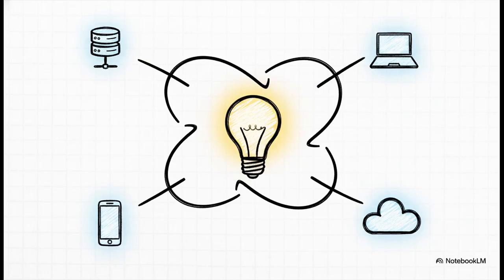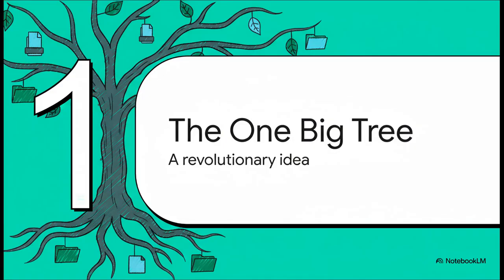So the answer here, it's not just some clever technical hack. It's actually a really beautiful, elegant idea that pretty much changed the game for modern computing. And today, we're going to break down exactly how it works. And it all kicks off with this one, deceptively simple concept. What if we just treated everything like one big tree?